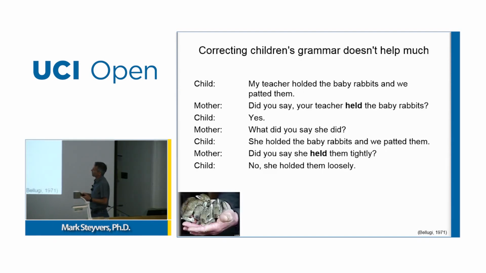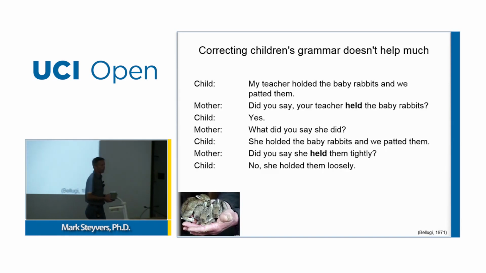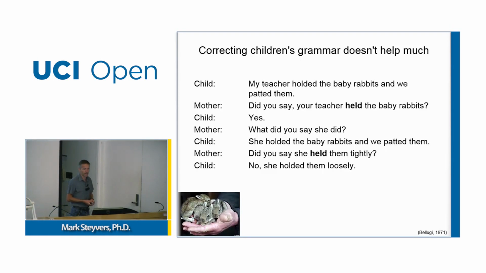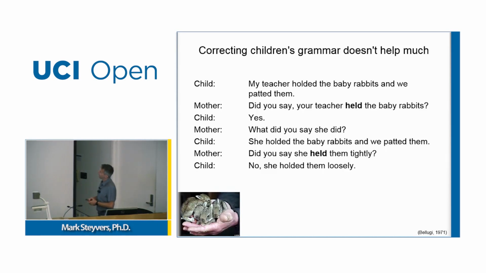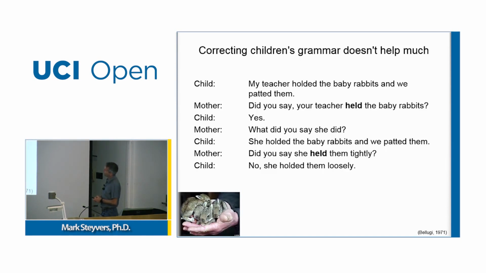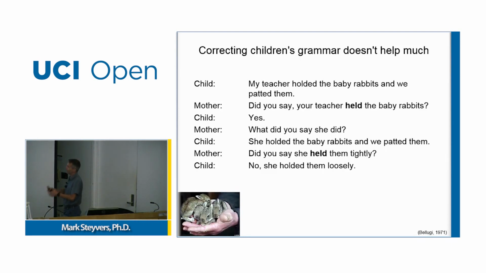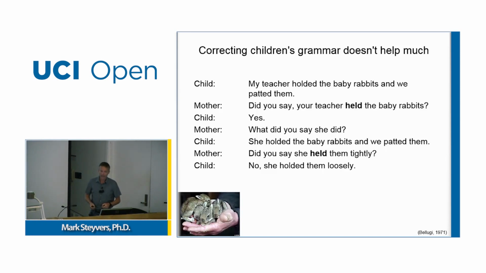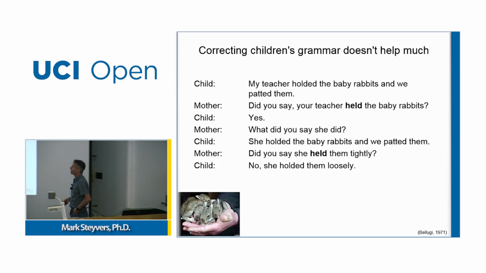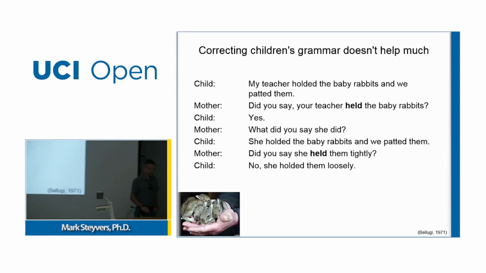In fact, as I said, attempts to correct children's syntax and grammar are somewhat futile. The children don't learn very easily from this kind of feedback. So in this exchange, the child says, my teacher holded the baby rabbits and we patted them, and the mother tries to correct. Did you say your teacher held the baby rabbits? Yes. What did you say she did? She holded the baby rabbits and we patted them. Did you say she held them tightly? No, she holded them loosely. The child is not catching on to this mistake and will not learn this overregularization error just based on the parent feedback.